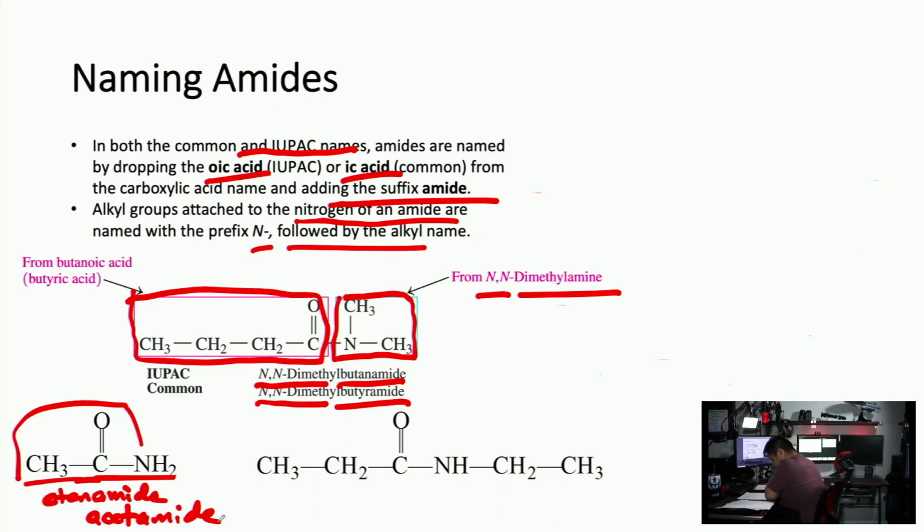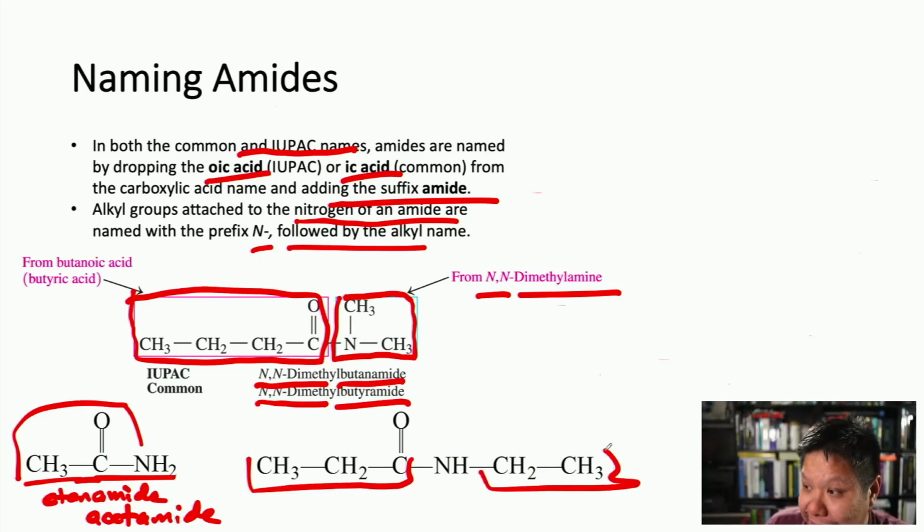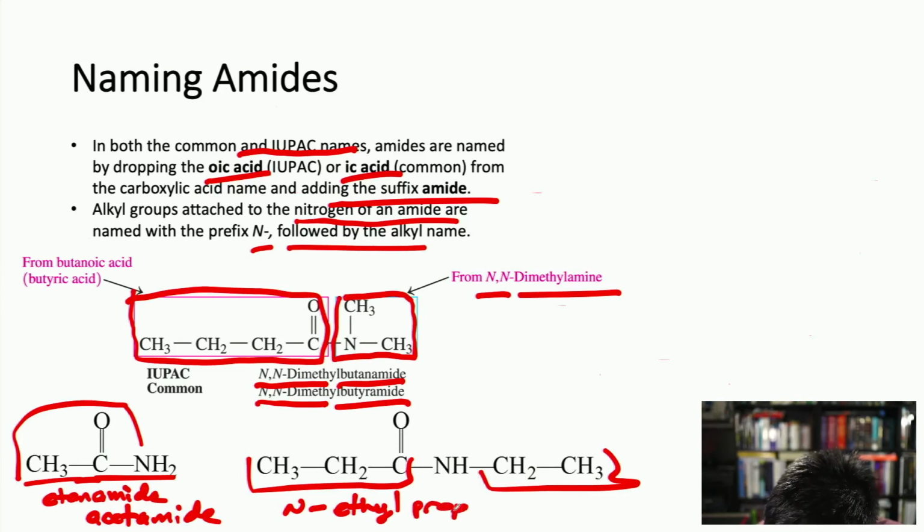All right, next one. We have here 3 carbons, right? So that's a propanamide. And then we have an ethyl group attached to the nitrogen, right? So that's an N-ethylpropanamide. Yeah, some of these are hard to say. Really hard to say.